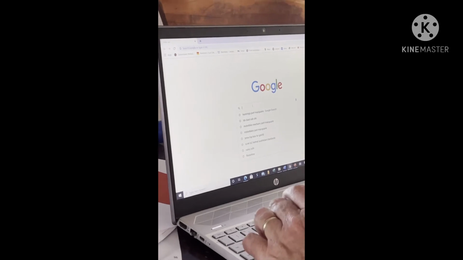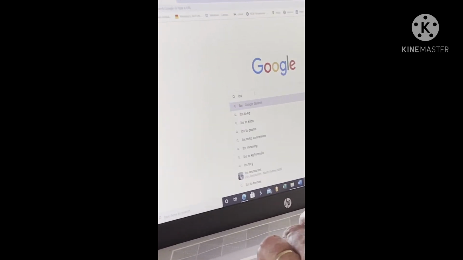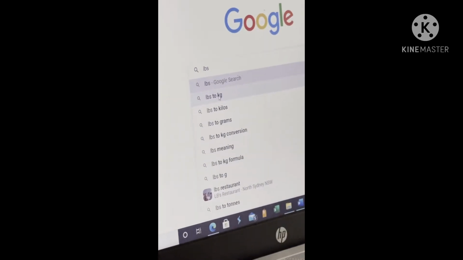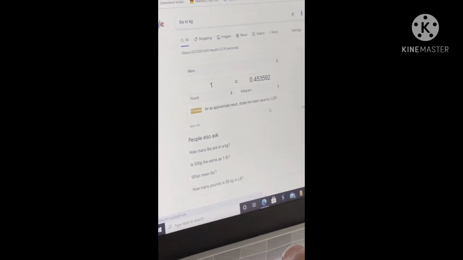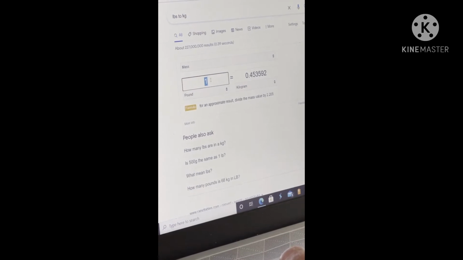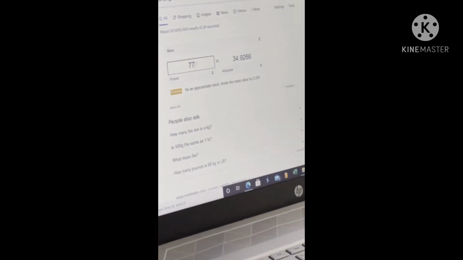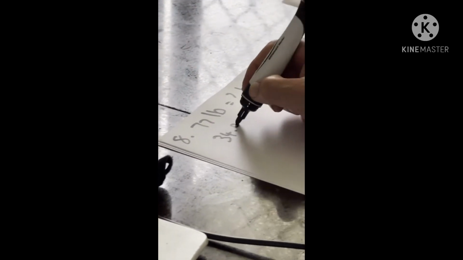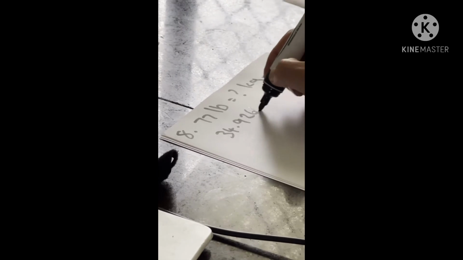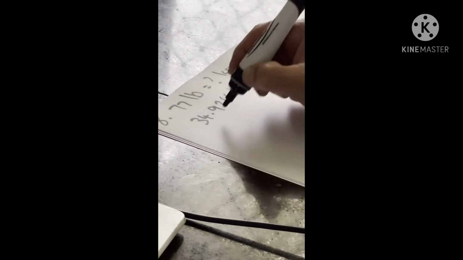I'm going to write LBs to kilo. You can see that there. And I'm going to cheat and just use their conversion and just go 77, and that gives me an answer of 34.9266 kilos. So I now know his weight. Okay?